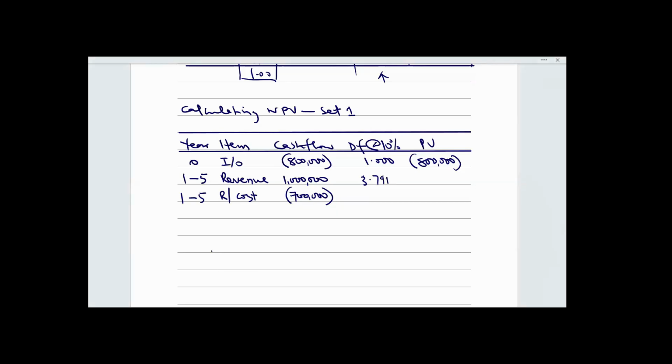Okay, here is also 3.791. So we need to multiply with the cash flow. Here will be 3,791,000. Then 700,000 multiplied by 3.791 equals 2,653,700. This one is negative. Then you get your NPV.